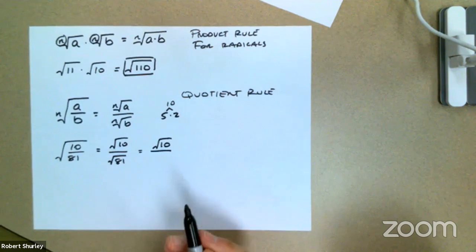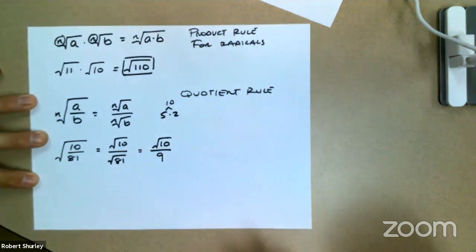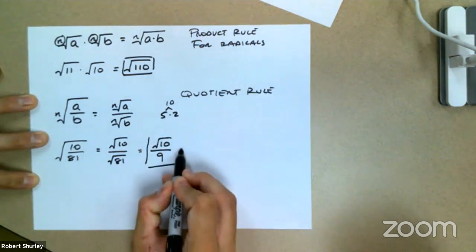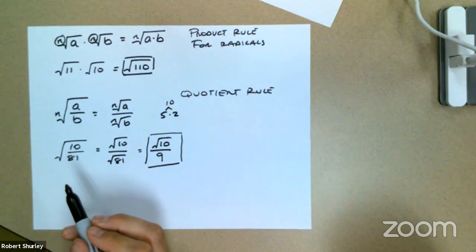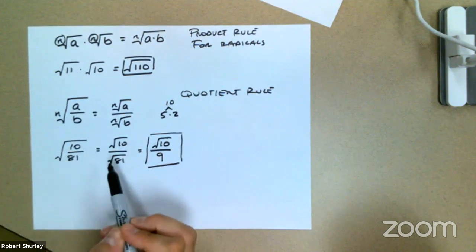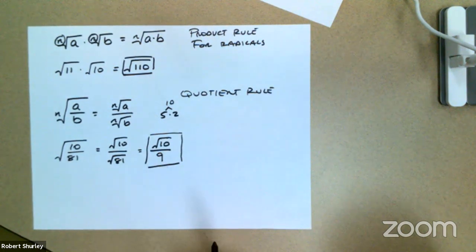But 81 we know has a square root, right? The square root of 81 is just 9, okay? It's just 9. So this would be the answer for the square root of 10 over 81. When you use the product or quotient rule, do the top and bottom. Square root of 10 doesn't change. Square root of 81 is just 9. Okay?